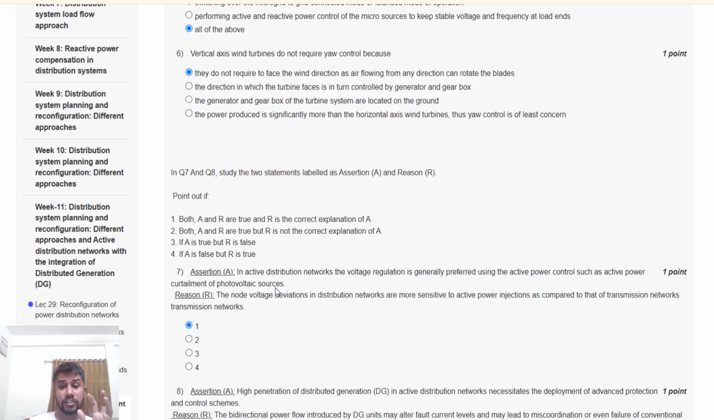Assertion is, in active distribution network, the voltage regulation is generally preferred using the active power control such as active power curtailment of photovoltaic sources. The reason is the node voltage deviations in distribution networks are more sensitive to active power injections as compared to that of the transmission network. So the reason is correct and it is a correct explanation of assertion A. So option 1 is correct. So I am going with option 1.